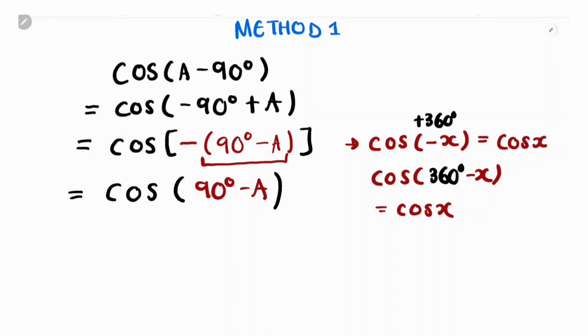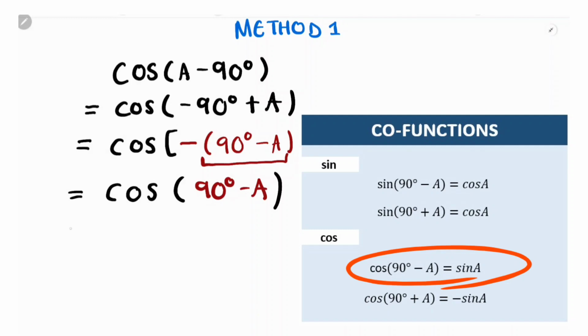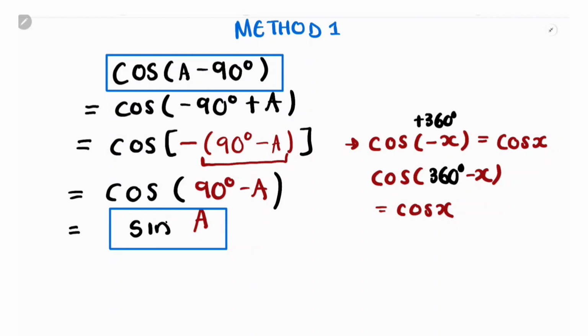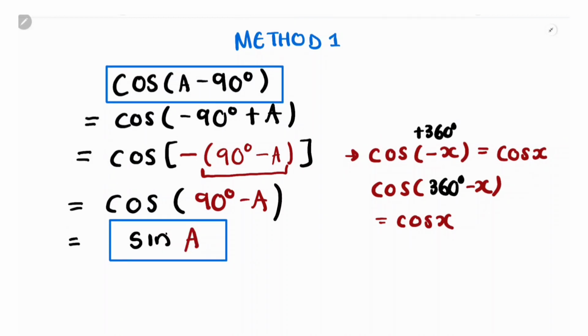And then from this point, we would use cofunctions. The cofunction for cos of 90 degrees minus a is equal to sine of a. And that is why cos of a minus 90 degrees is actually equal to positive sine of a. So that is the first method, and here is the second method.